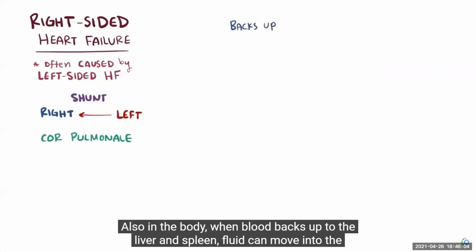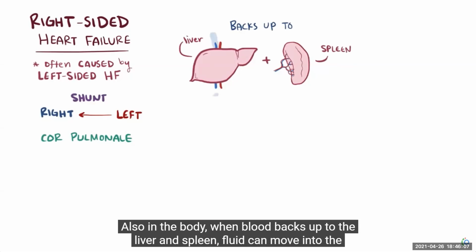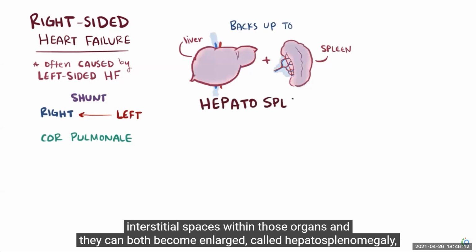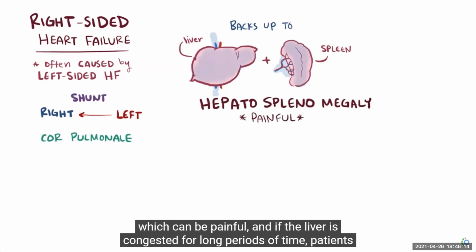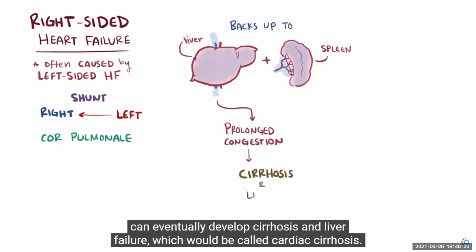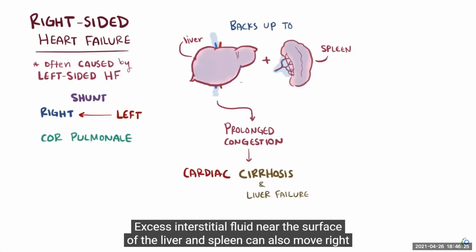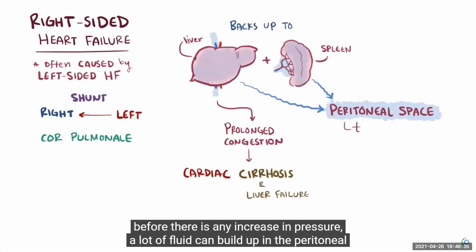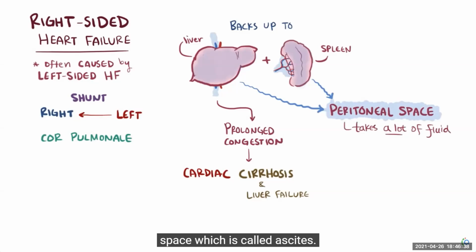Also in the body, when blood backs up to the liver and the spleen, fluid can move into the interstitial spaces within those organs, and they can become enlarged, called hepatosplenomegaly, which can be painful. And if the liver is congested for long periods of time, patients can eventually develop cirrhosis and liver failure, which would be called cardiac cirrhosis. Excess interstitial fluid near the surface of the liver and spleen can also move right out into the peritoneal space as well. And since that cavity can take a lot of fluid before there's any increase in pressure, a lot of fluid can build up in the peritoneal space, which is called ascites.